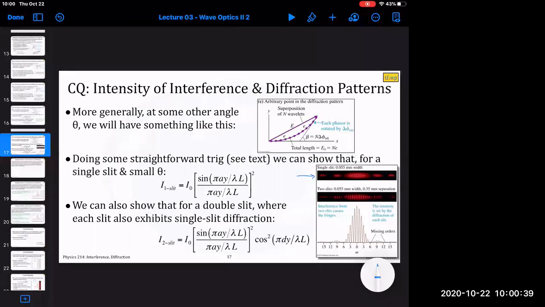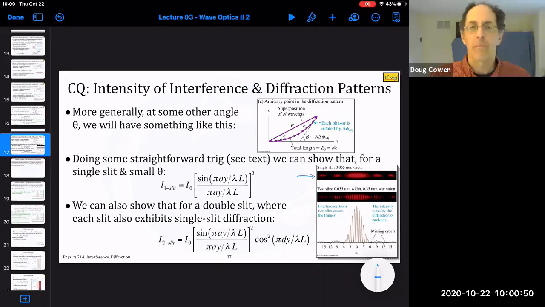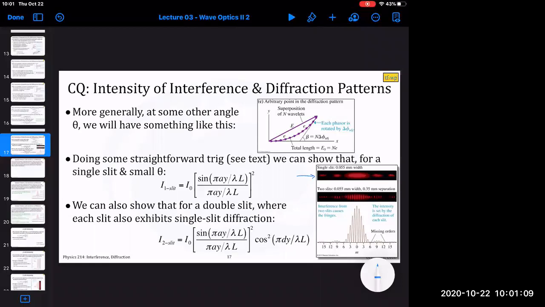With these two intensity equations, what do the a, y, and L variables refer to in this situation? So the a is the slit width, y is the position on the screen, and L is the distance between the slits and the screen. It's the same nomenclature that we used before for the 2 slit interference. Okay, thank you. You're welcome.